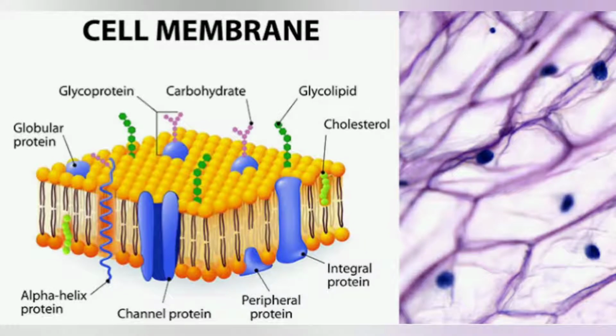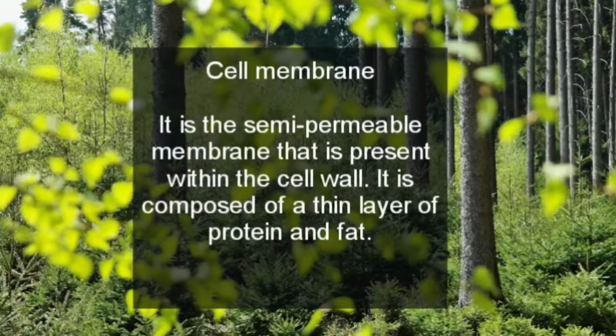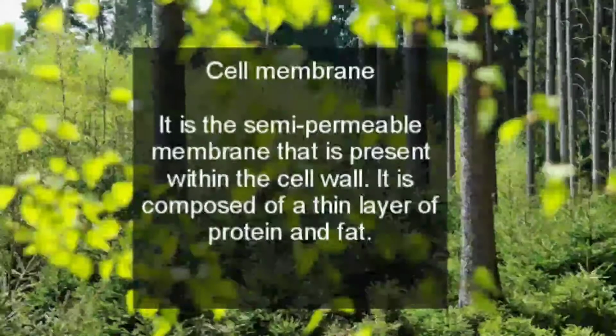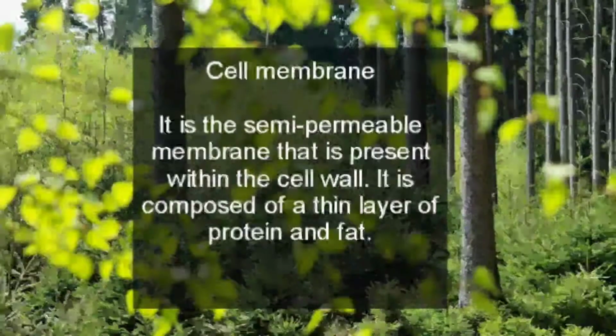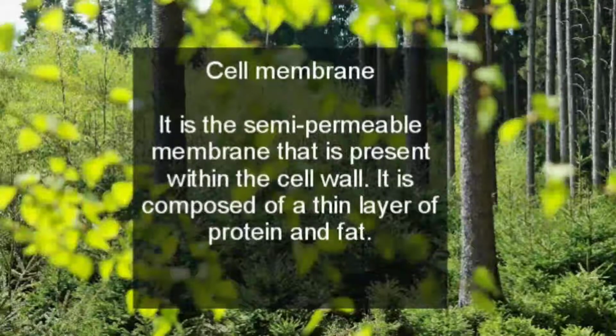The second part is the cell membrane. The cell membrane is the semi-permeable membrane that is present within the cell wall. It is composed of a thin layer, protein, and fat. The cell membrane plays an important role in regulating the entry and exit of specific substances within the cell. For instance, the cell membrane keeps toxins from entering inside, while nutrients and essential minerals are transported across.